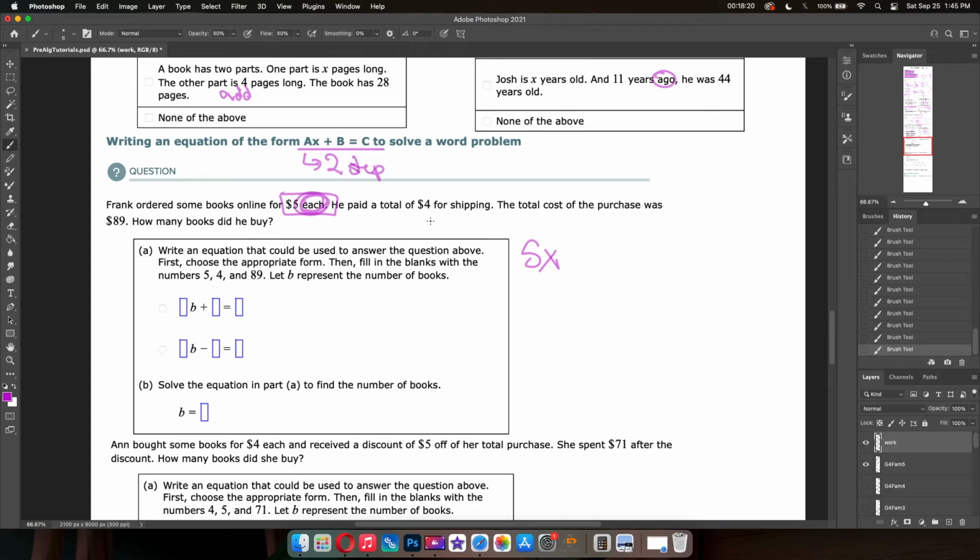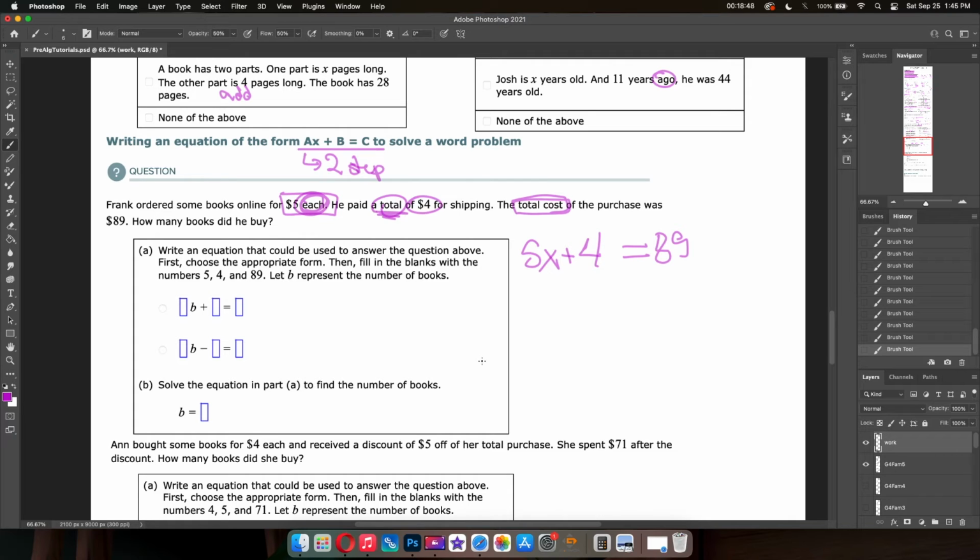He paid a total of $4 for shipping. And then, oh, nope, that's the more important total. Total cost is going to be $89. So total cost, that's the more important one. That's our "is," and that's going to be $89. And then total is another, one of those subtler words. It's a word for addition, plus 4.